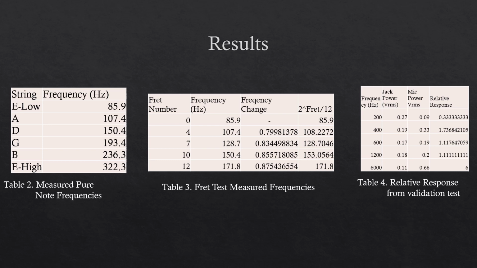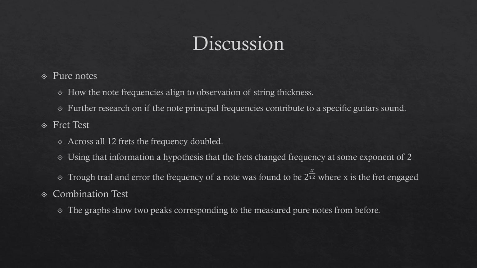So a brief discussion of the data. Like mentioned before, the notes correspond to the thickness of the strings, with thicker strings producing lower frequencies. And some further research could be put in on if different guitars produce different principal frequencies despite having the same tune, or if some of the background changes might change with the guitar-specific sound.